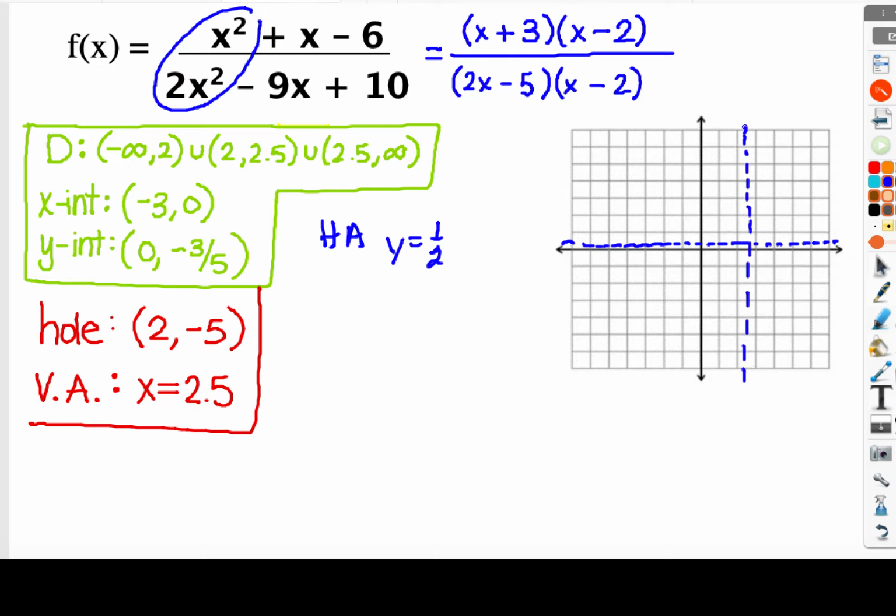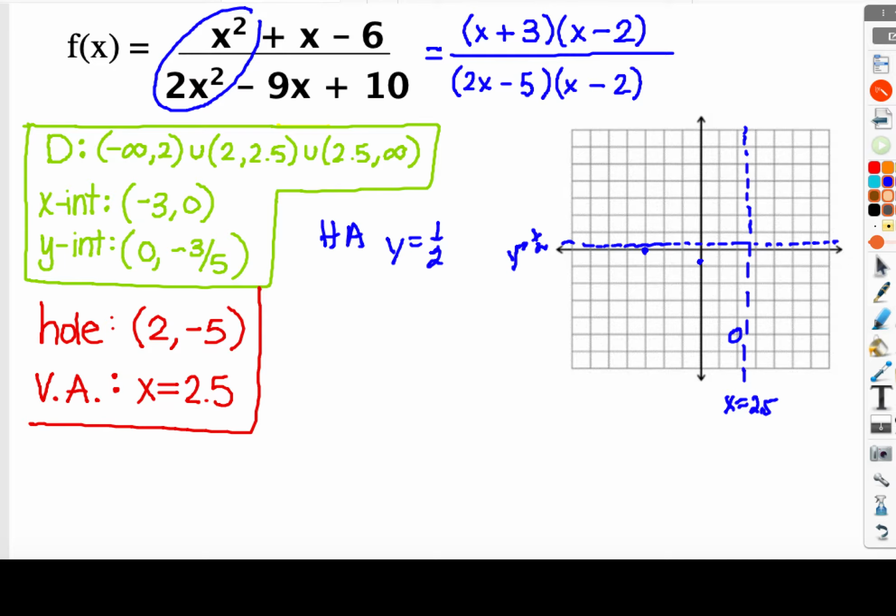So we've got our vertical asymptote. Note again, our asymptotes are drawn with dashed lines. Never a bad idea to label them as well. So again, y equals 1/2 here. We have a hole at (2, -5), right? And then we have x-intercepts at -3 and a y-intercept at -0.6.